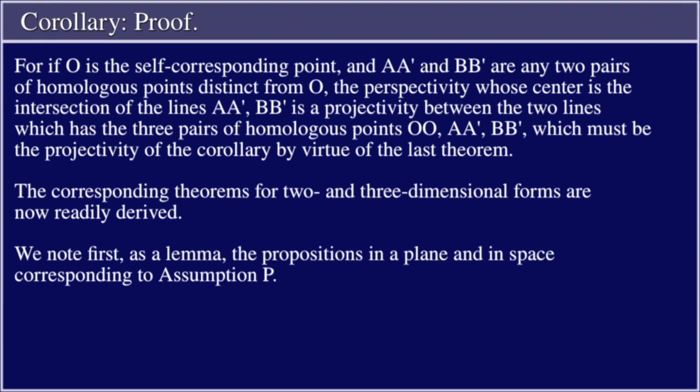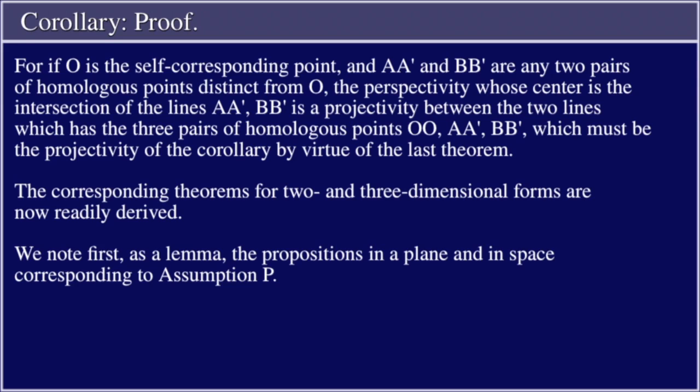Proof. For if O is the self-corresponding point and AA' and BB' are any two pairs of homologous points distinct from O, the perspectivity whose center is the intersection of the lines AA', BB' is a projectivity between the two lines which has the three pairs of homologous points OO, AA', BB', which must be the projectivity of the corollary by virtue of the last theorem. The corresponding theorems for two- and three-dimensional forms are now readily derived.